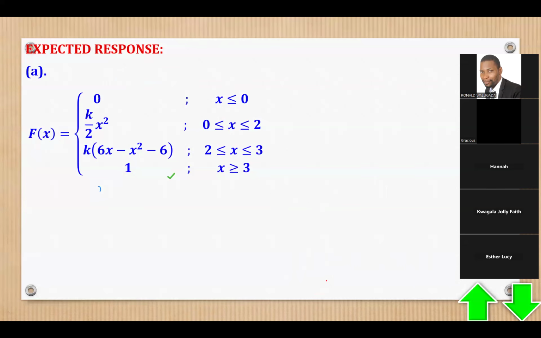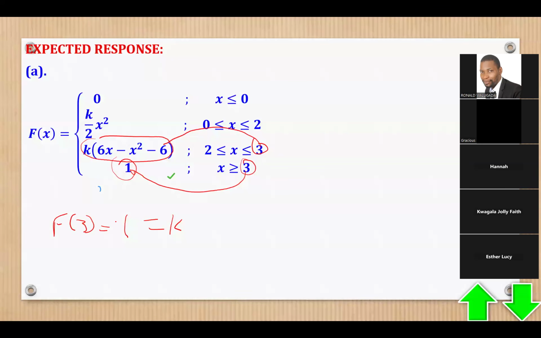There is something funny. Do you see this 3 and this 3? They can be got from any of these two. That 3 can be got. So when I substitute this 3 here, I'll get 1. When I substitute this 3 here, I should get the same value. So it means that I can write that F(3) will be equal to 1, and also be equal to k in brackets 6 times 3 minus 3 squared minus 6. So that is what I mean by the word simply substitute.